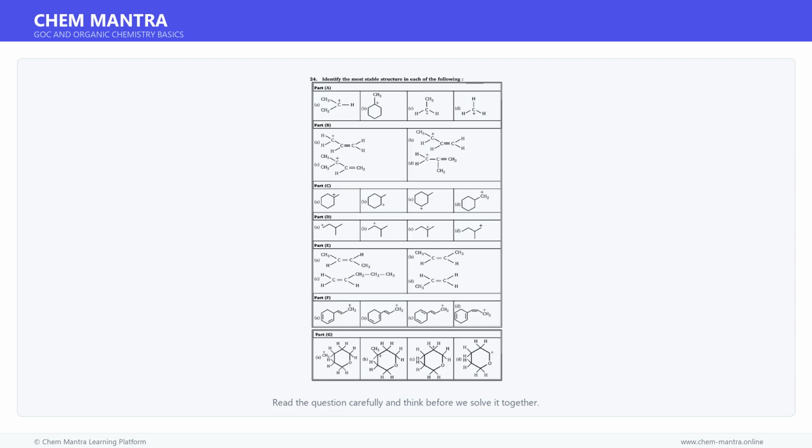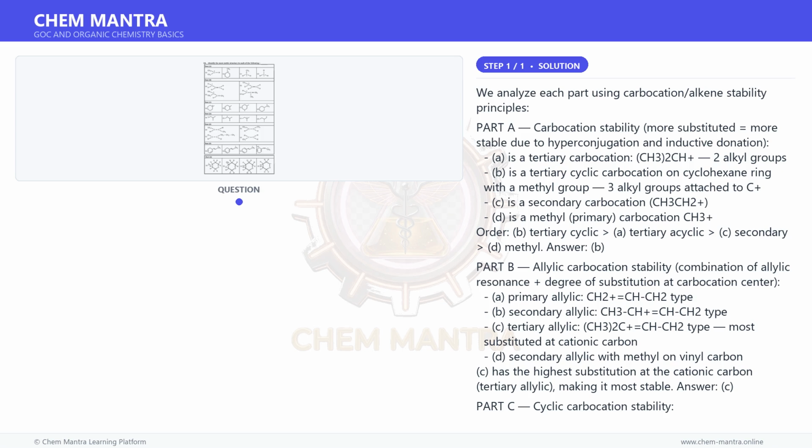Here is a matching type question on general organic chemistry. Study the items in both columns carefully. Try to work out the matching before we solve it together. Let us now begin solving this step by step.